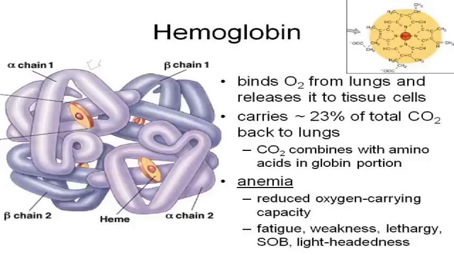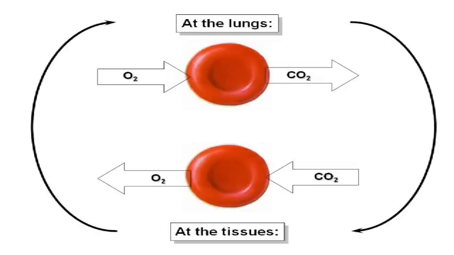But how do you know you're anemic? Shortness of breath, that has nothing to do with your parentage. SOB is shortness of breath. All right, so at the lungs, oxygen goes on, carbon dioxide comes off. At the tissues, oxygen comes off the red cells, carbon dioxide goes on. Make sense?